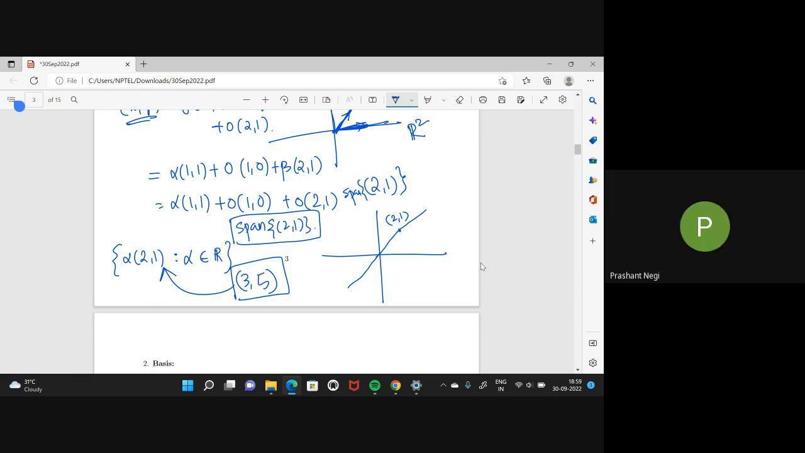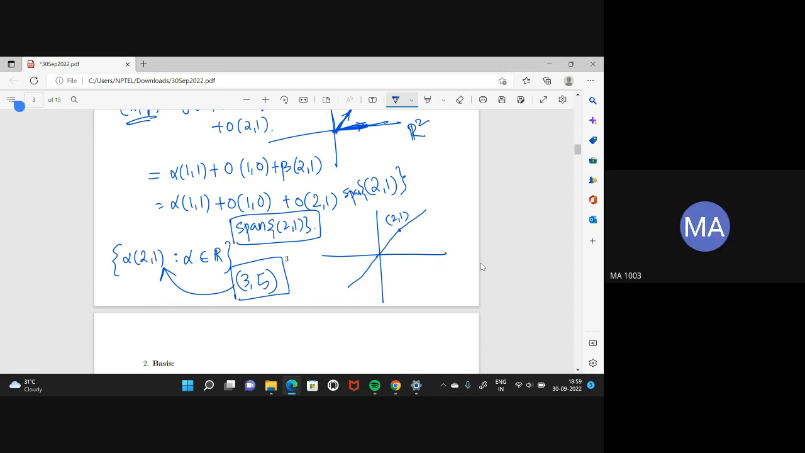Ma'am, like you were asking about the spanning of 2 comma 1, it will always be the multiples of that 2 comma 1. Or let us say if it is 4 and 2, similarly I can say that is a spanning. And even 3 comma 5 is an R2 vector because it contains two dimensions, x and y. But it is not in the span of 2 comma 1 because it is not a multiple of 2 comma 1. Yeah. Okay, thank you, ma'am.